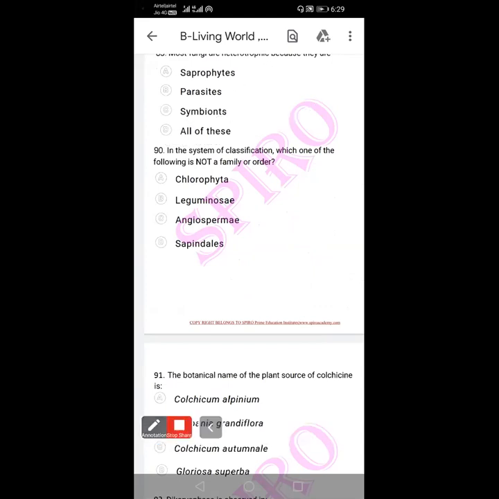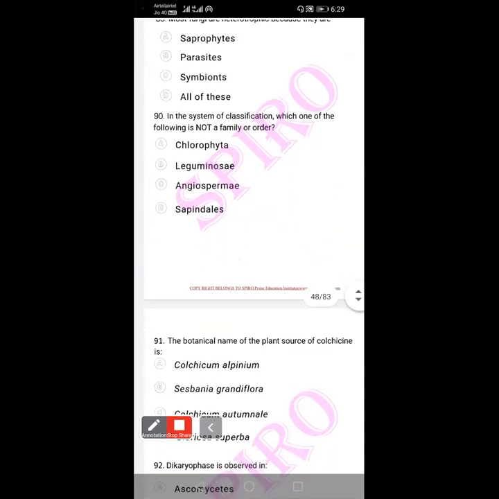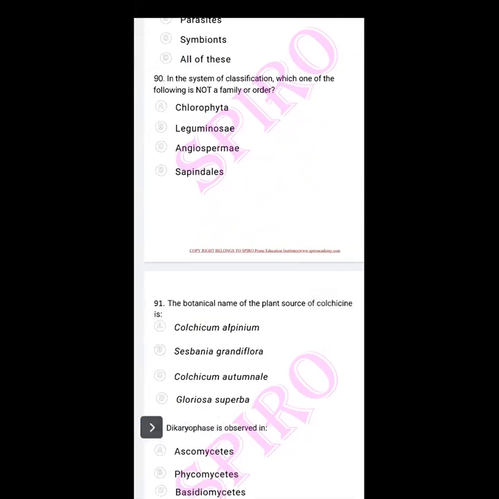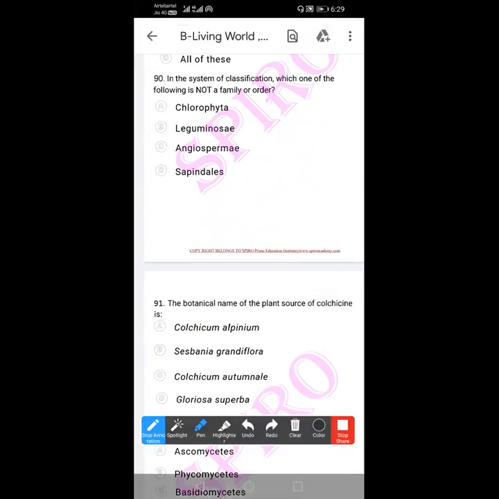Question number 90. In the system of classification, which one of the following is not a family or order? They are asking which one of these is neither a family nor an order. So if a name ends with phyta, it is a division. They are asking it should not be a family or order. Sapindales is an order. And angiosperm, we have already seen, is a division. So the correct option is option C.